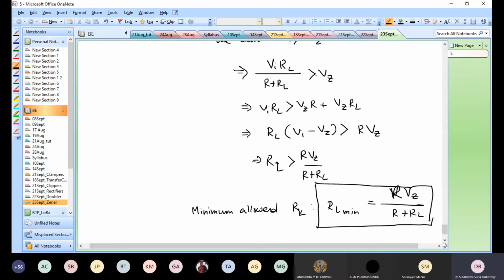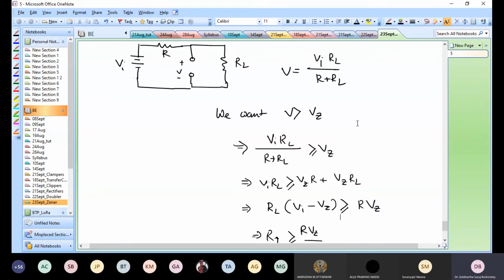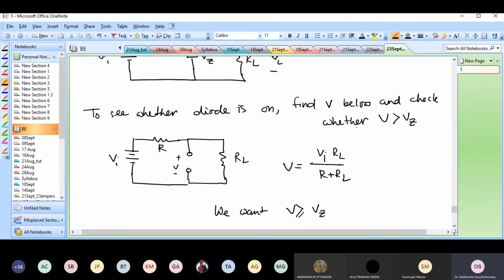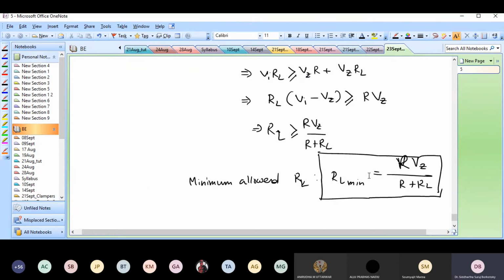So this should be actually less than or equal to, because we assume that as soon as V reaches Vz, you have, let's write them down as V equal to Vz. Okay, so what should be the minimum value of RL? The minimum value of RL should be R Vz by (Vi minus Vz).